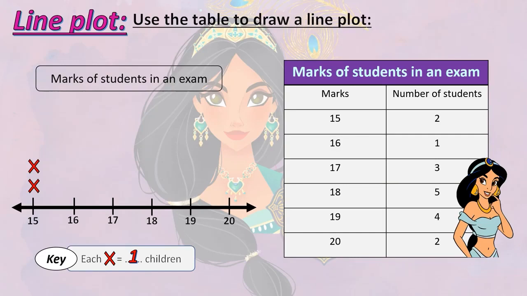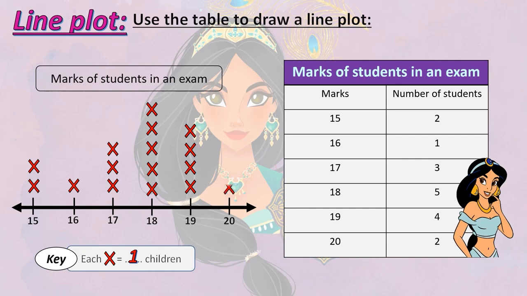Okay, go to the next one. How many students took 16 marks? Yes, it's just one student. So I put 1 X. How many students took 17 marks? Yes, it's 3. So I put 3 X's. 18 marks. How many students? Yes, it's 5 students. So I put 5 X's. How many students took 19 marks? 4 students. So I will put 4 X's. And the last one, how many students took 20 marks? Yes, it's 2 X's, or 2 students.